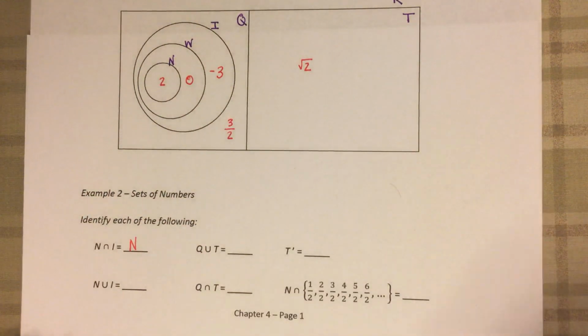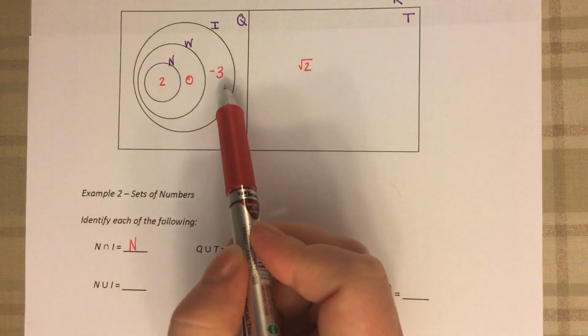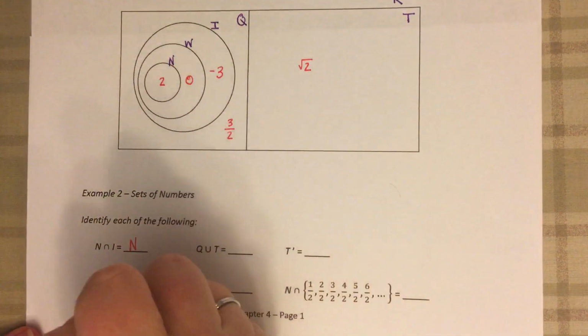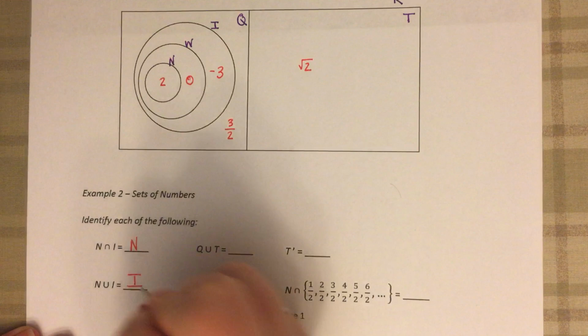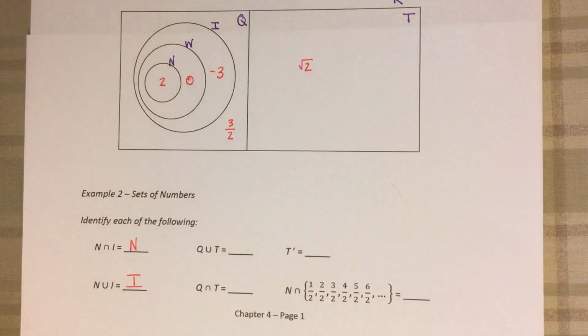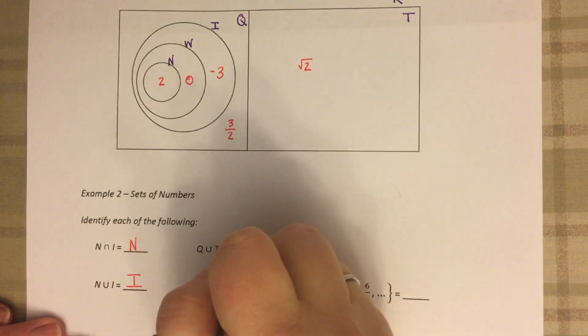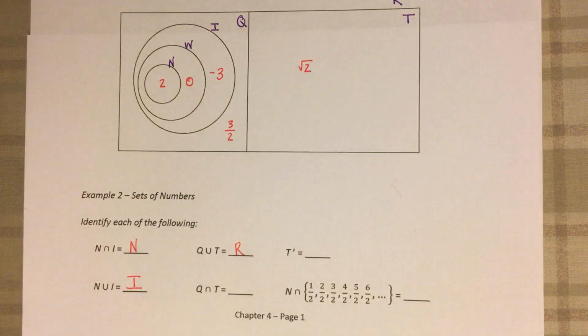If we were to union these two sets, N and I, well, we take the larger circle, our larger set, so we get I. So when we are thinking about things that are subsets, our intersection is always our smaller set, our union is always our larger set. Now if we compare Q and T, if we union them and put them all together, we get our real numbers. Because if we add our irrational and rational, a number is either or, it's not both. So we put these all together, we get our real numbers.